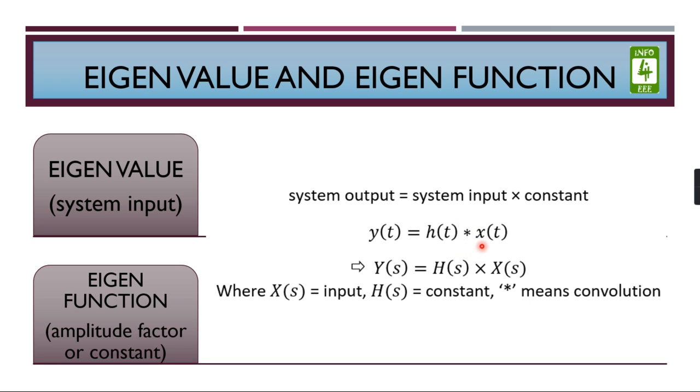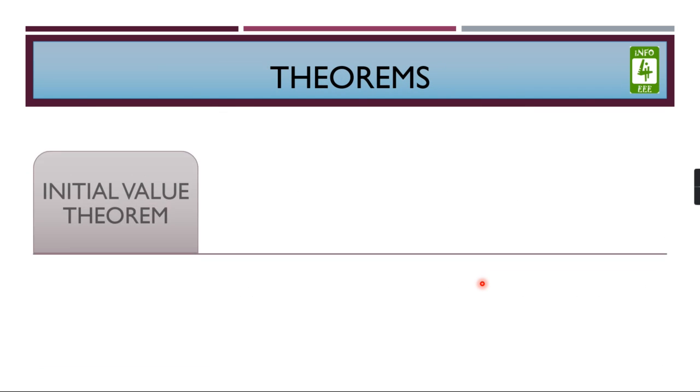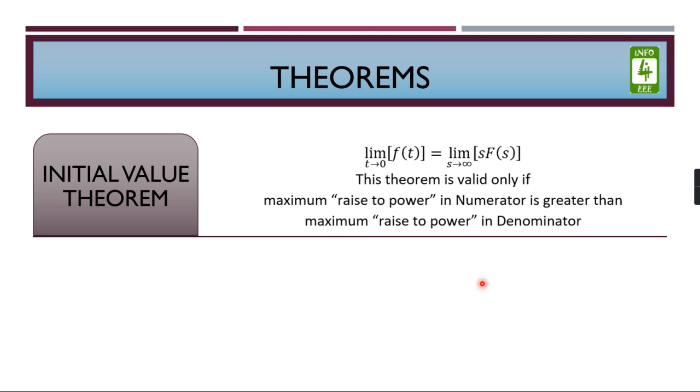Remember that this star is not multiplication. It means convolution in time domain. So taking Laplace transform on both the sides, we get Y(s) is equal to H(s) into X(s). Now this is multiplication. Coming to the theorem part, we have initial value theorem.